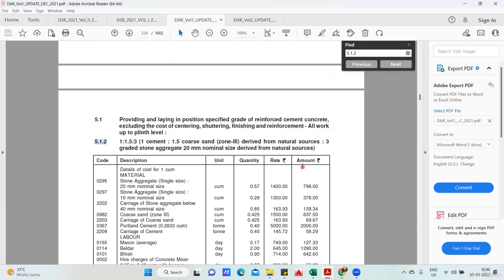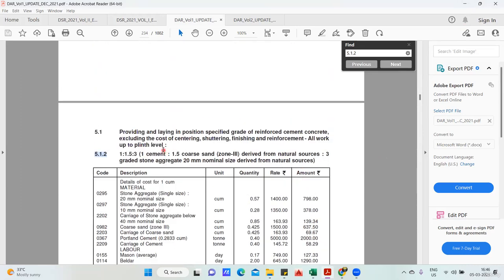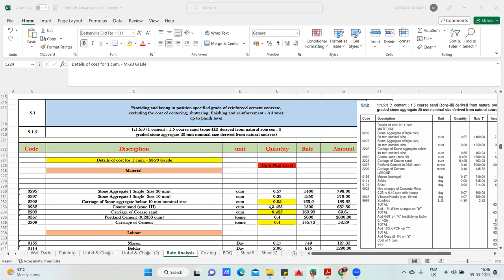Okay, but right now consider that only up to the plinth level I'm trying to do it. Simple. Okay, great. So I'll start with this now. In the material what all I require is stone aggregate. Since it's a M20 grade of concrete, I'll be using a 20 mm aggregate and I'll be using a 10 mm aggregate. Now here they are given 0.57 and here they are given 0.28. So again, if you add both 0.57 and 0.28, it will be 0.85.